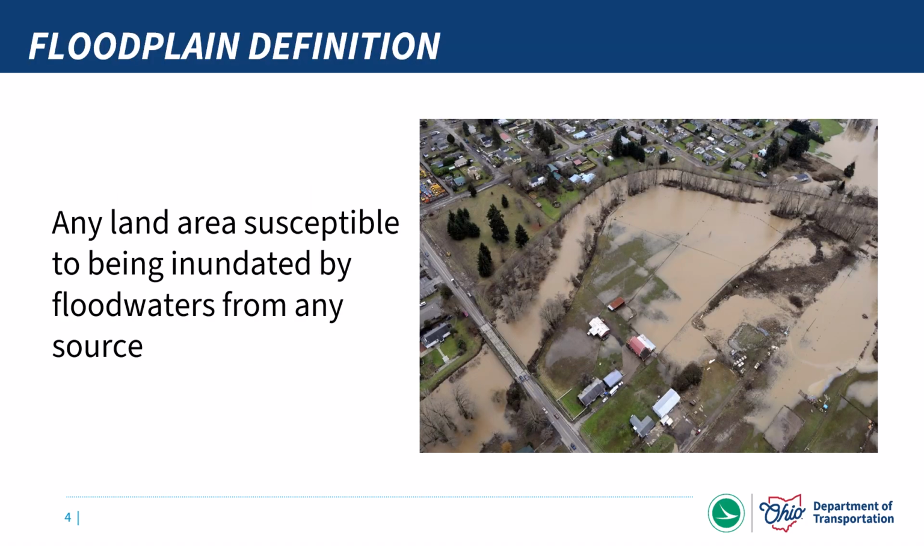So first, what is a floodplain? It's any land susceptible to being inundated by floodwaters from any source. On the right, we can see where a river has gone over its banks and filled in some low areas, and in this case it's farmland, so everything we see here would be considered the floodplain.